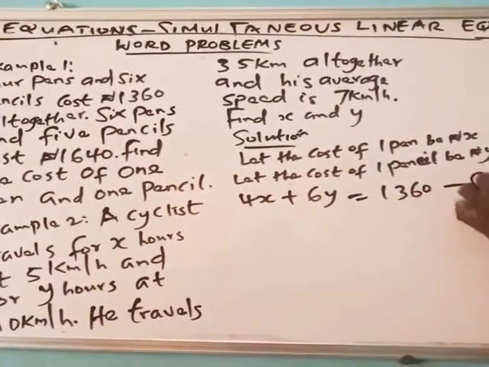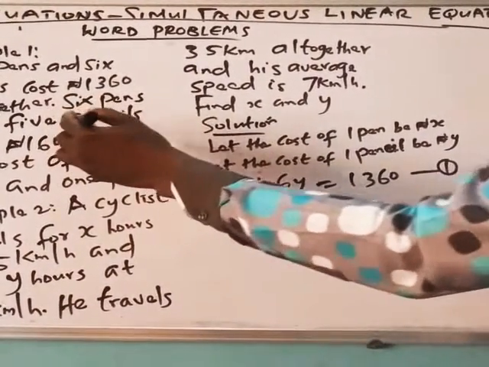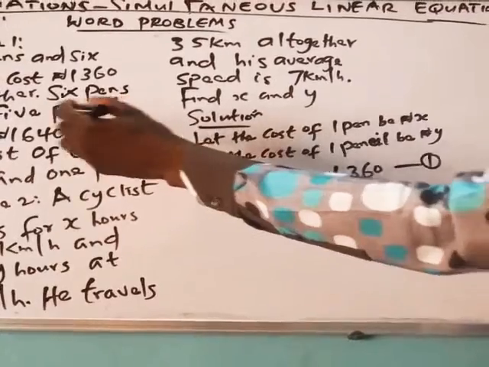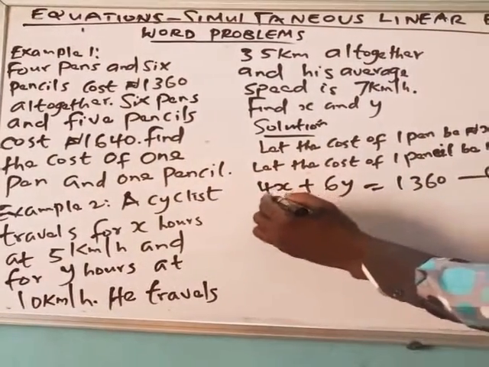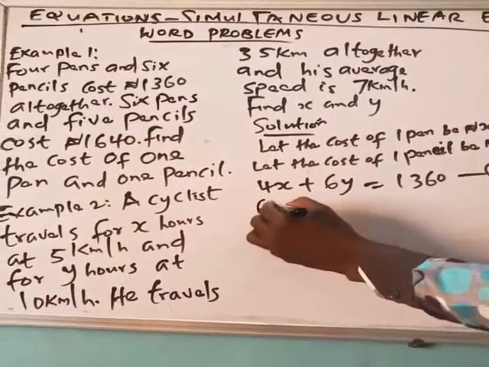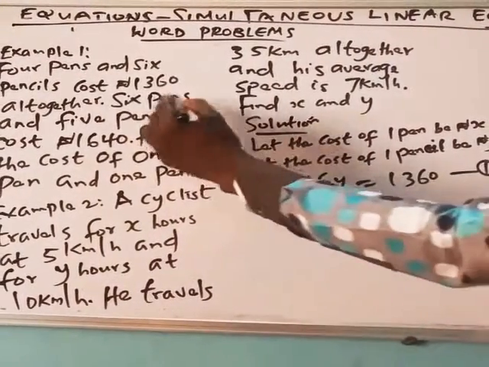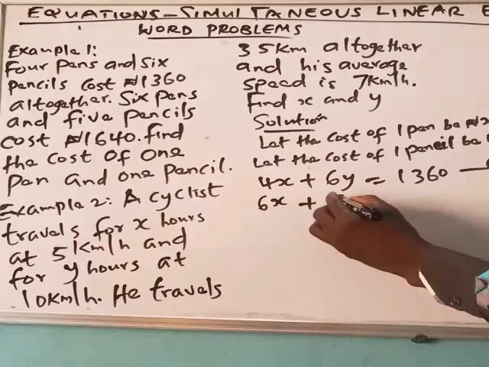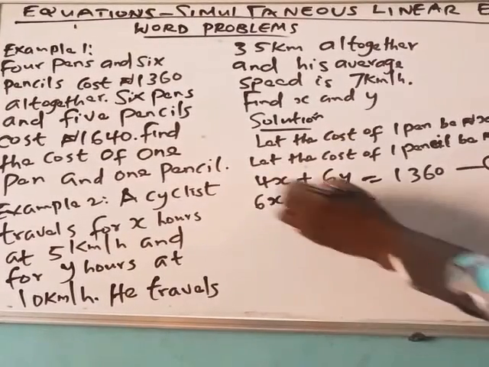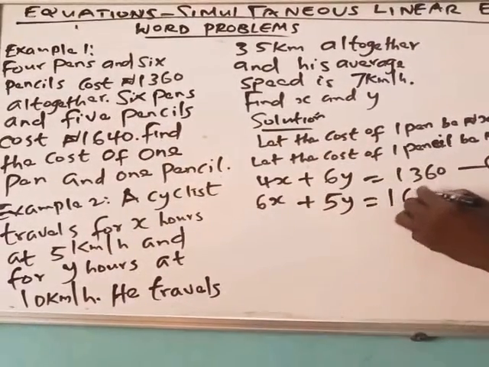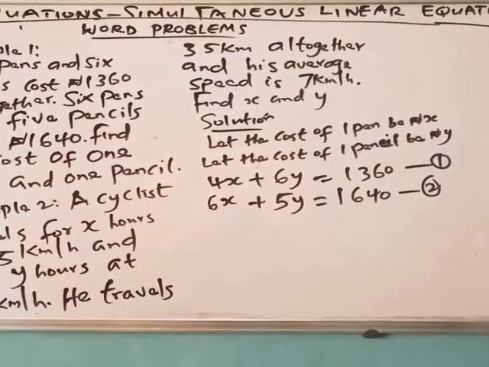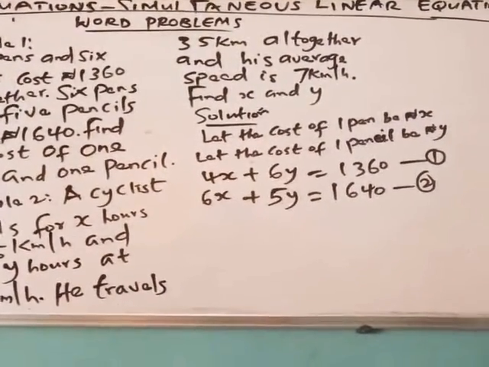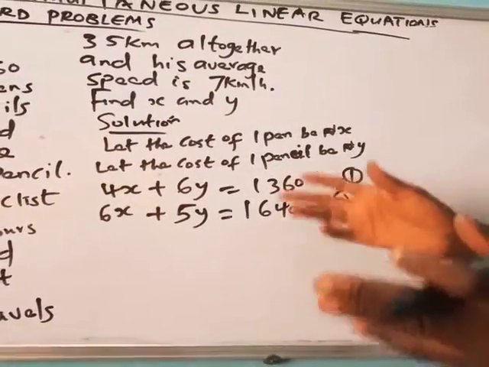This is equation 1. 6 pens and 5 pencils cost 1,640. 6 pens, that will be 6X, plus 5 pencils, 5Y. Total cost will be 1,640. Equation 2. So we're solving this by any method you want. Hope you are getting it.